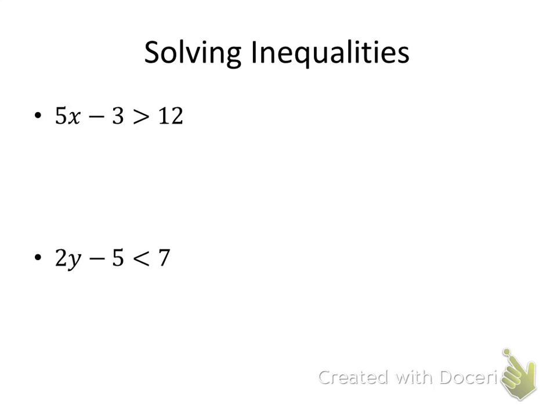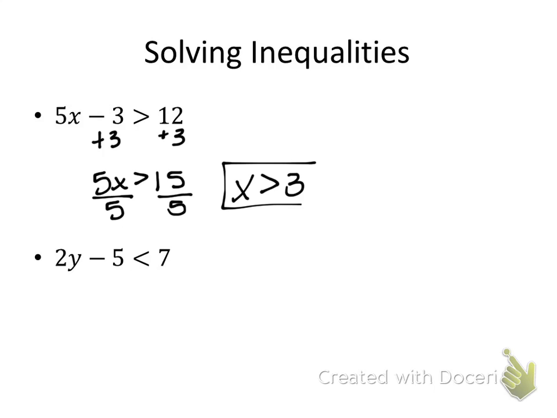Now remember, if we multiply or divide by a negative number, I have to flip the sign. So first of all, what would I do in order to get x by itself? Well, I need to add 3 to both sides. So I get 5x is greater than 15. Now I want to divide by 5, and I get x is greater than 3. Since I don't have to graph it, that is my final answer.